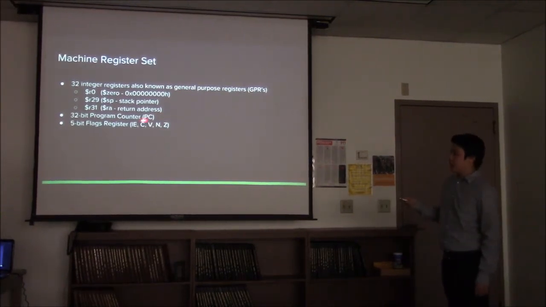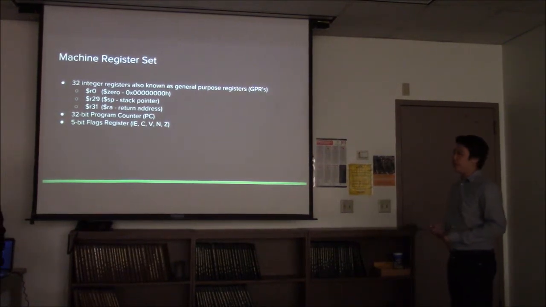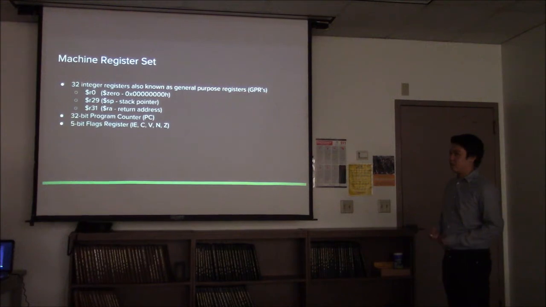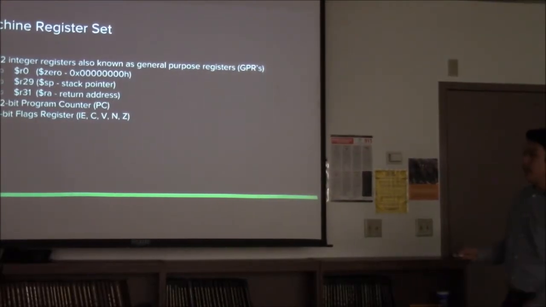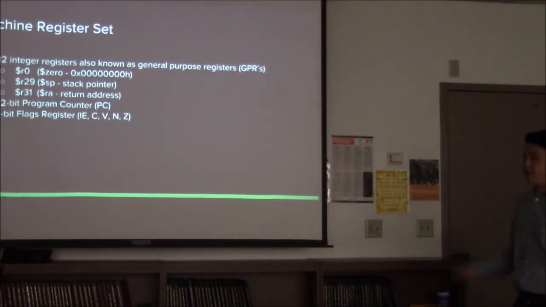We do have our program counter register itself, which will go through our instruction memory and fetch all of the instructions that we need to do. And last but not least, we have our flags registers, where we will use them for things like conditional branches.